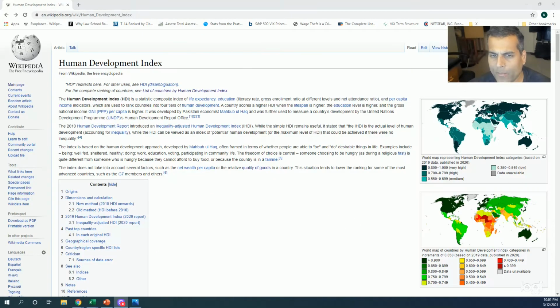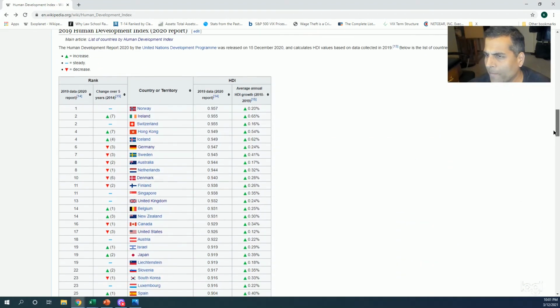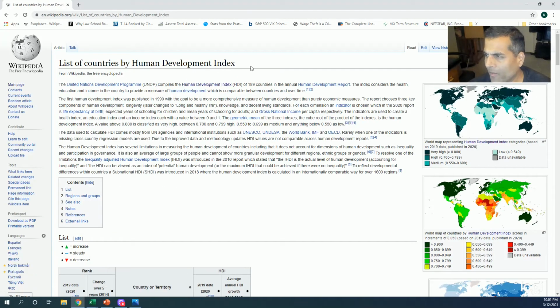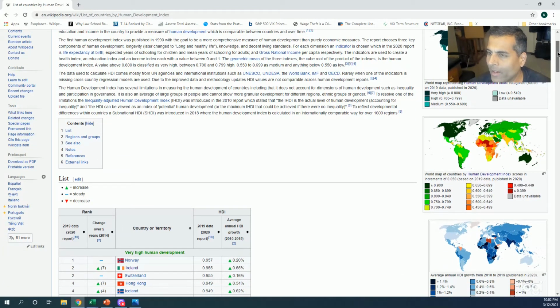Going back here to the main page, we scroll down, and this is where it gets interesting. You have the annual reports and list of countries by Human Development Index. The report for 2020 shows the data as of 2019. They release a report most years, but not every single year, usually about a year after the data comes into play.